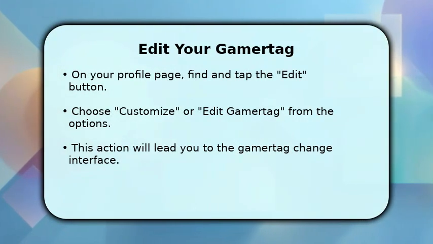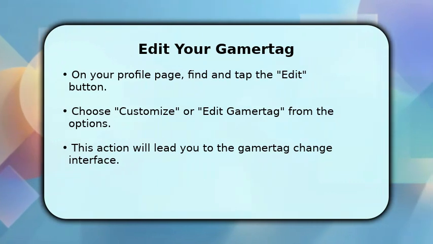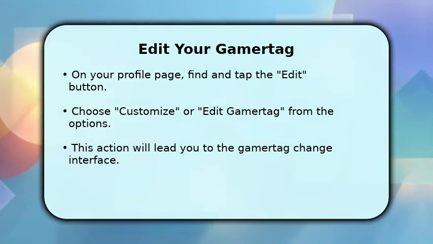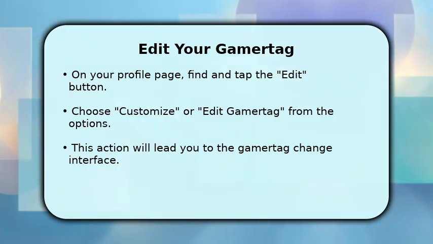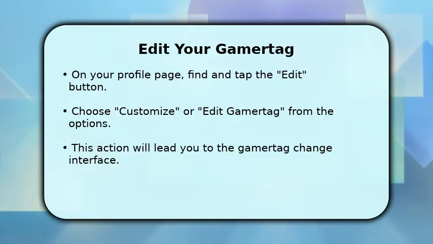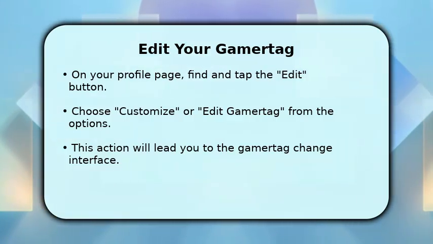Now that you're on your profile page, you'll need to find the Edit button. It's typically located near your current gamertag. Tap on this button and then look for an option like Customize or Edit gamertag. Selecting this will bring you to the dedicated interface where you can make changes to your Xbox identity. It's a straightforward process to get to this point.